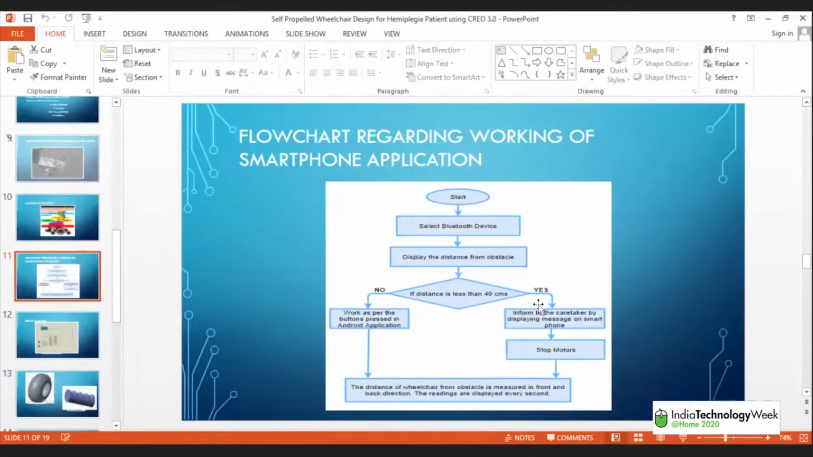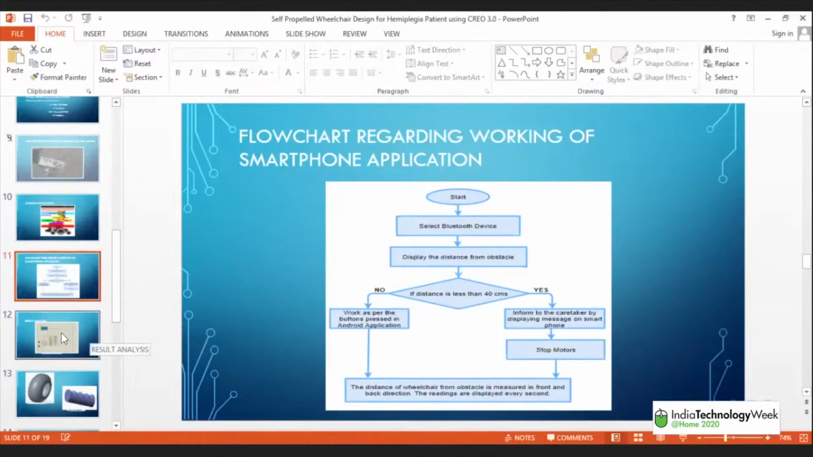If the distance is more than 40 centimeters, then you can work as per the buttons pressed in the Android application and it will continue to work. But in case it is less than that, then it has to stop the motor immediately and make sure that the patient is safe at his position, whatever position he is at. Right. So this is the flow chart for explaining this small part that we had worked out.